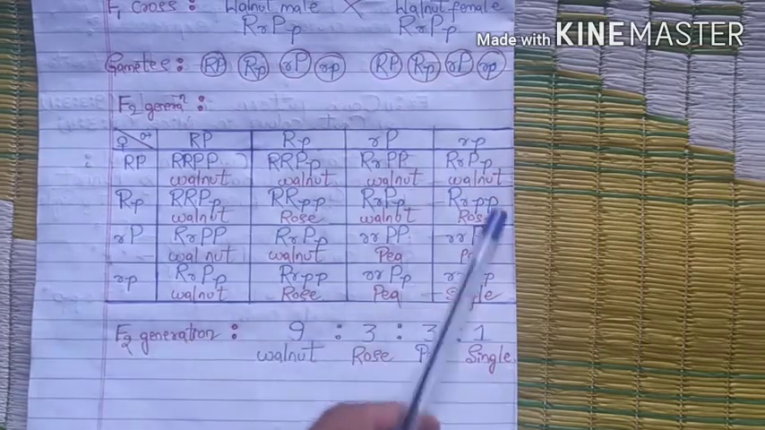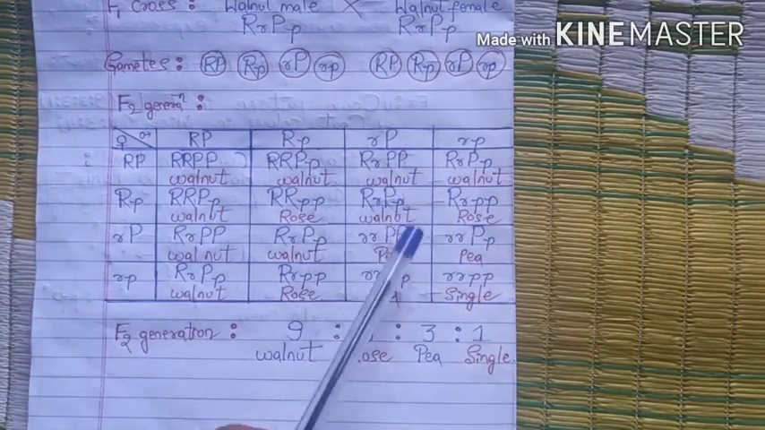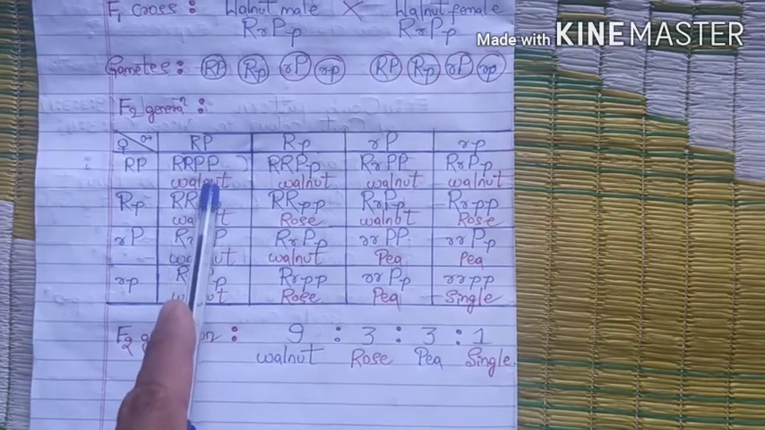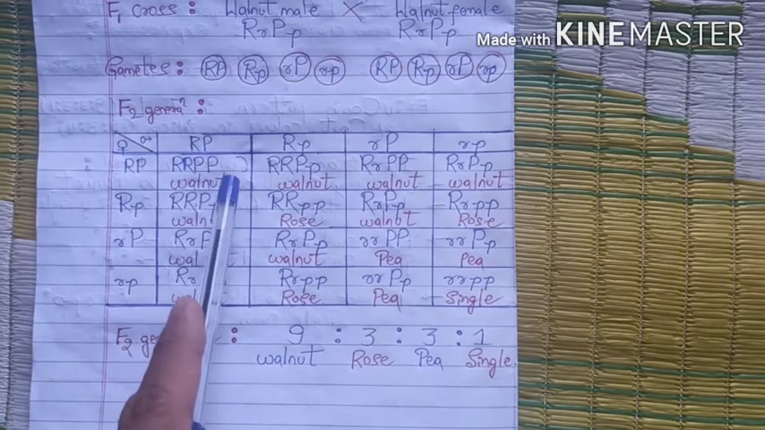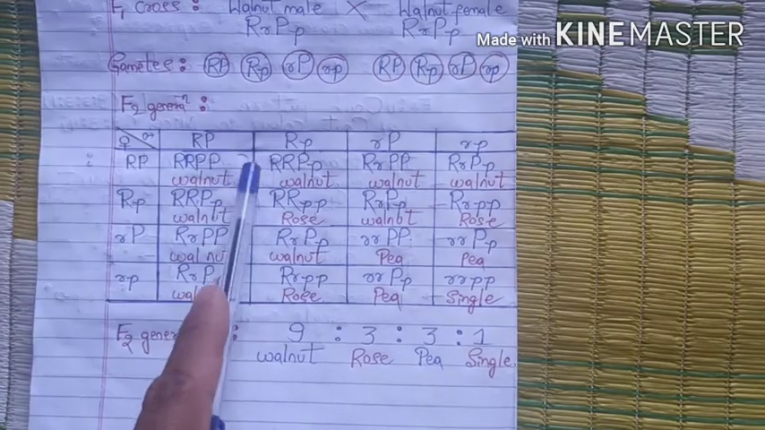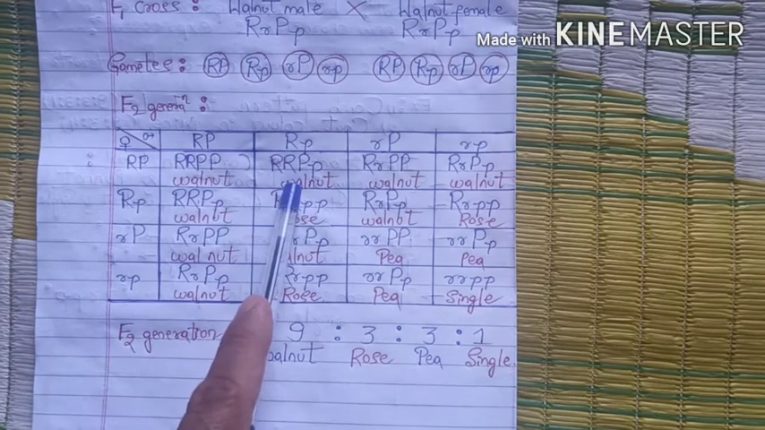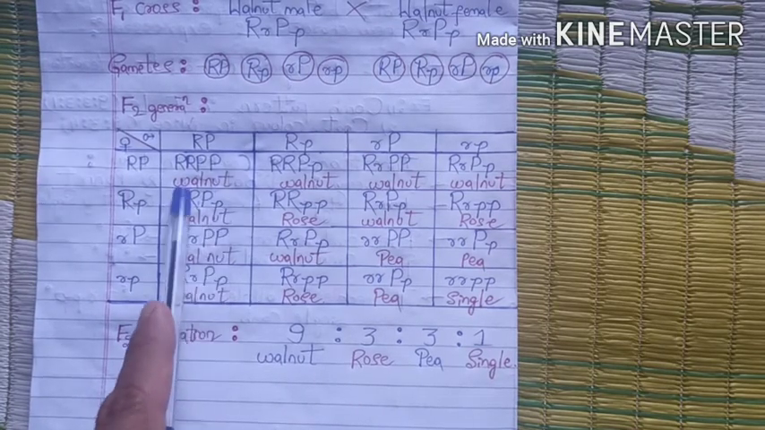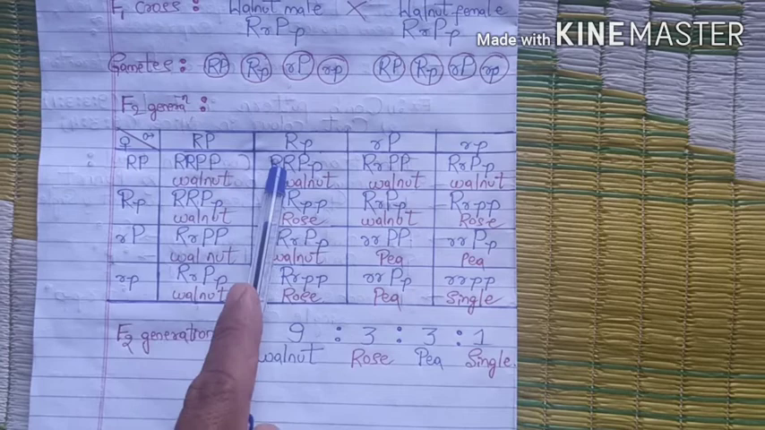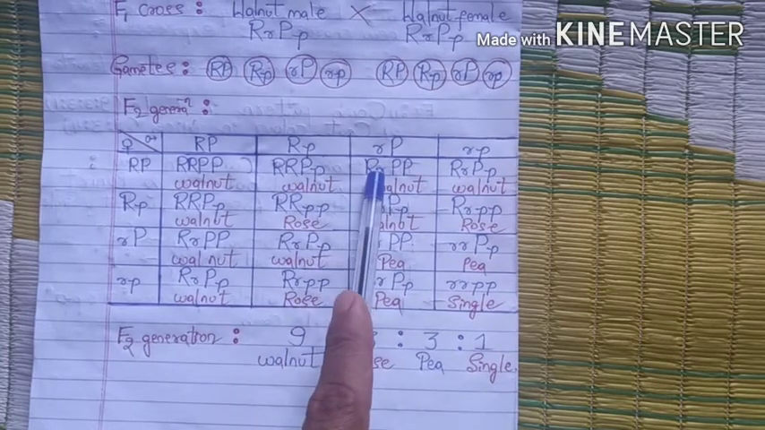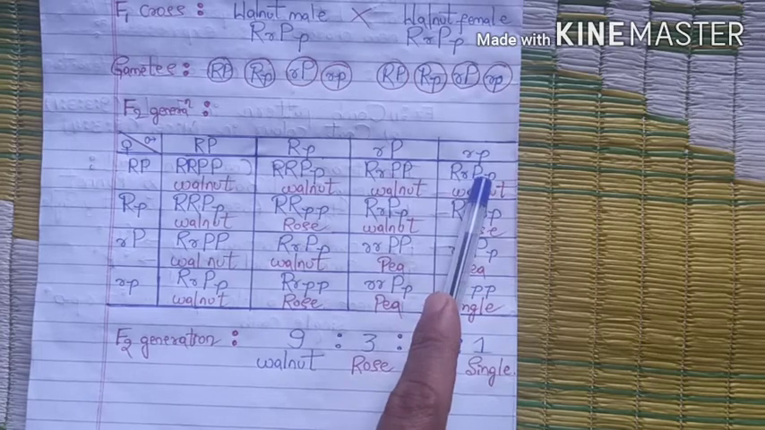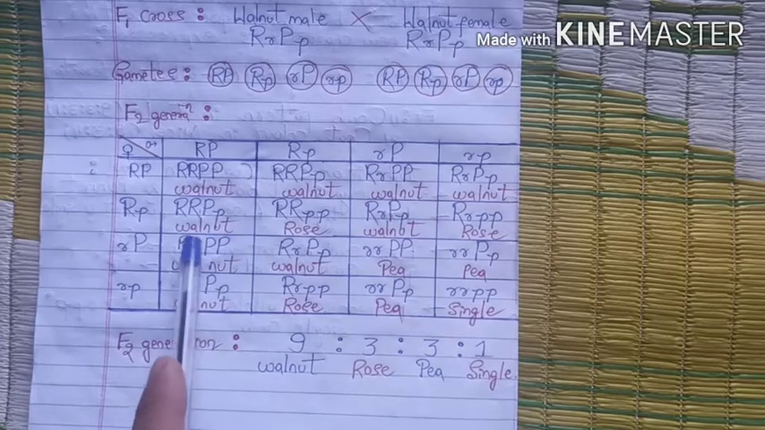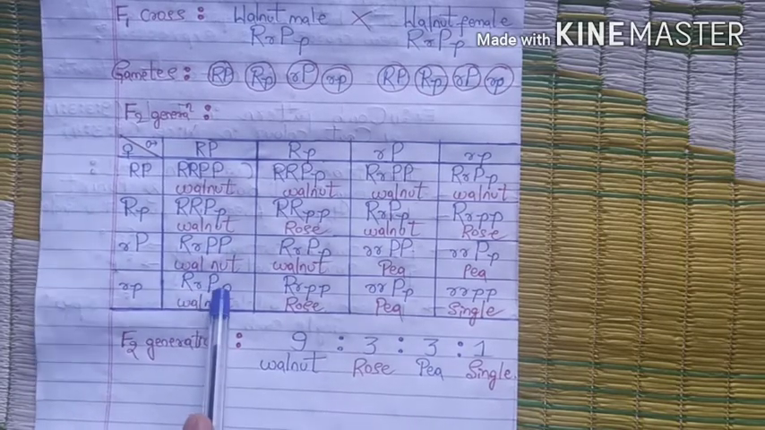Now after writing all the genotypes, let us study the phenotypes. See here, capital R is present, capital P is present, no doubt it is walnut. I told you that only capital R gives rose, only capital P gives pea shape. When both are present, capital R is there, capital P is there, without any doubt you can write walnut. So here also capital R, capital P, walnut; capital R, capital P, walnut; capital R, capital P, walnut. Now take this one: capital R, capital P, walnut; capital R, capital P, walnut; capital R, capital P, walnut.